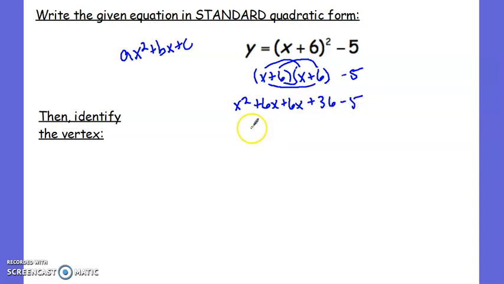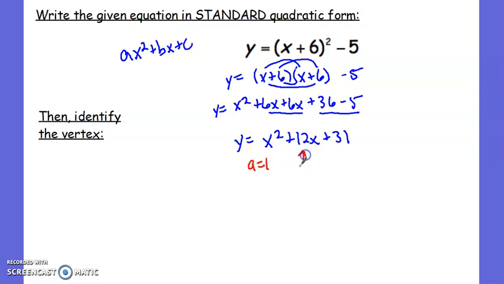Now if I combine some like terms, and don't forget that this was equal to y, y will be equal to x squared plus 12x plus 31. Now remember, from standard form, to find the vertex, the next thing we would do is say, well, that means that a equals 1, b equals 12, and c equals 31.